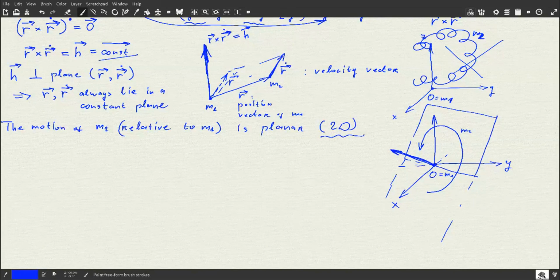Probably one more clarification here. If r and r dot, the vectors of r and r dot, always lie in a constant plane, it means that, in particular, because the velocity vector itself is lying in that plane, there is no velocity component which moves our body outside of this plane, and therefore the motion always occurs in the same plane.